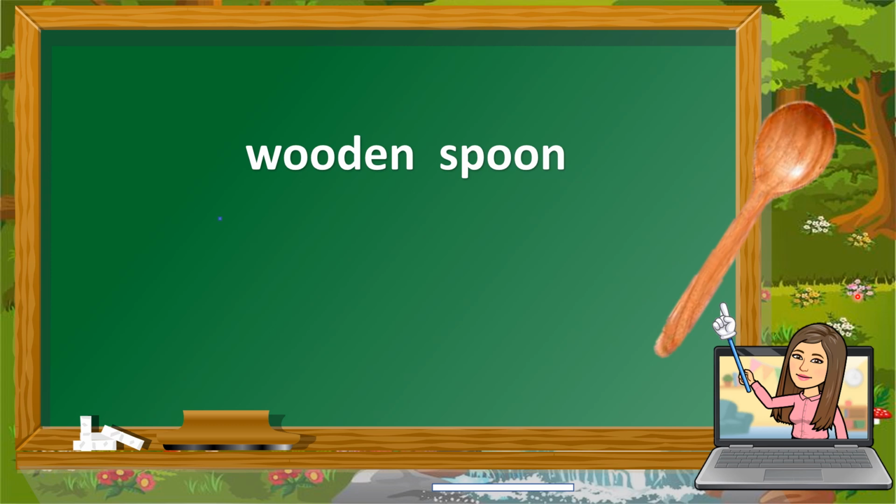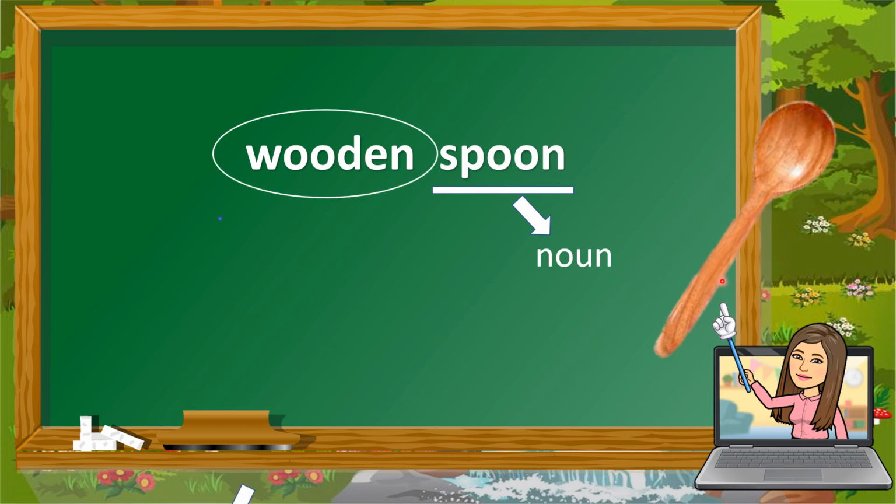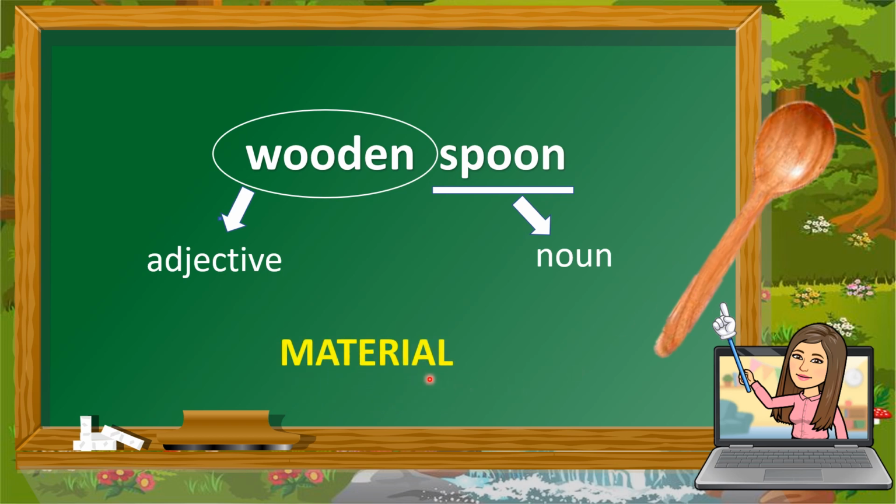Okay, wooden spoon. Okay, we are talking about the spoon, so definitely it's the noun. What is it made of? Okay, it's wooden. Okay, that's the adjective. We are talking about the material used, okay, in that spoon. So it's wooden. All right.